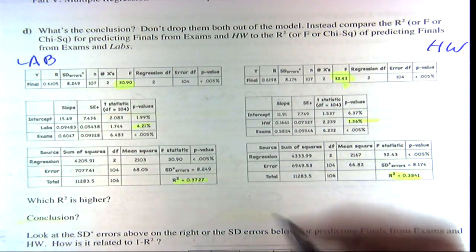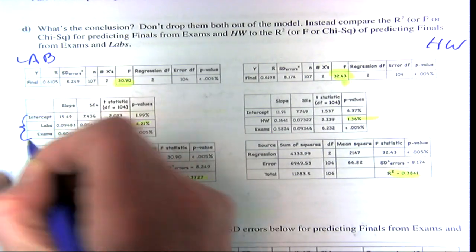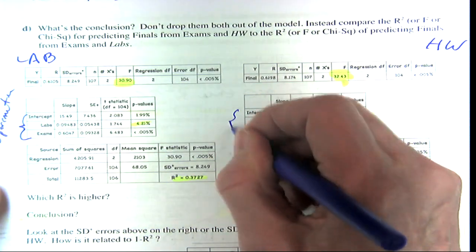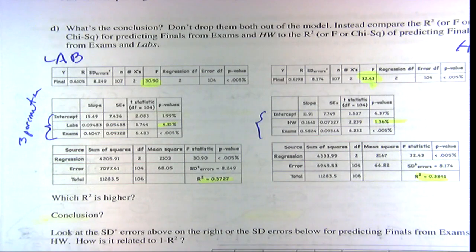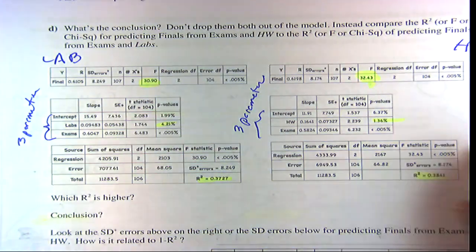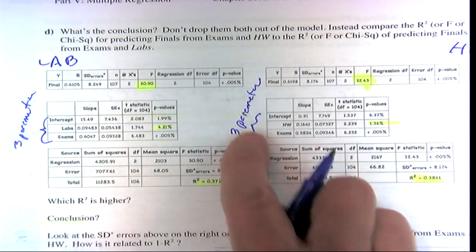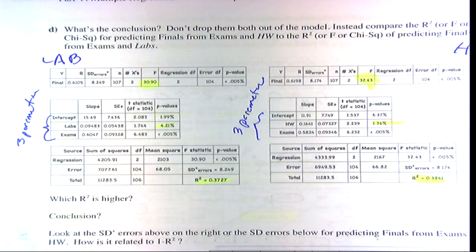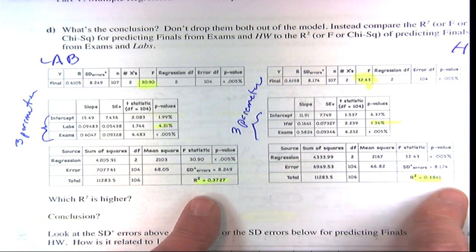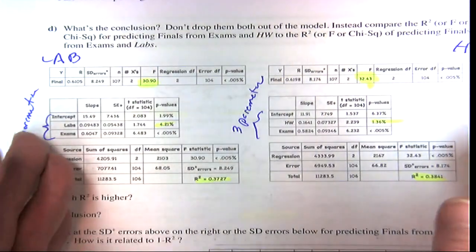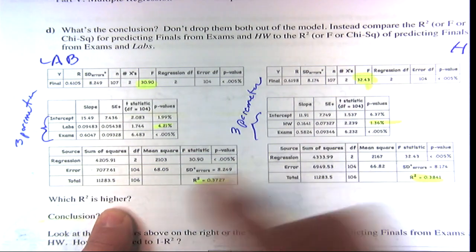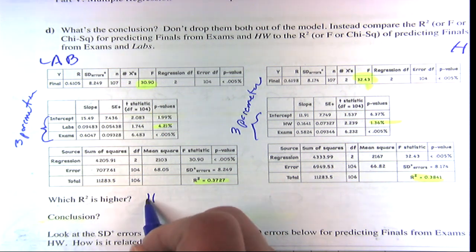We have three parameters here, and we have three parameters here, too. And our p-value is smaller. So when it's three parameters versus three parameters, we're comparing apples to apples. Any one of these statistics will tell us the same thing: if R squared is better, then F will be better, then our significance will be better. So which R squared is higher? The homework model.